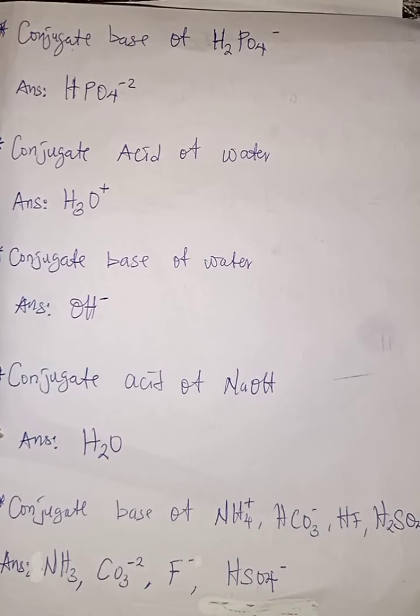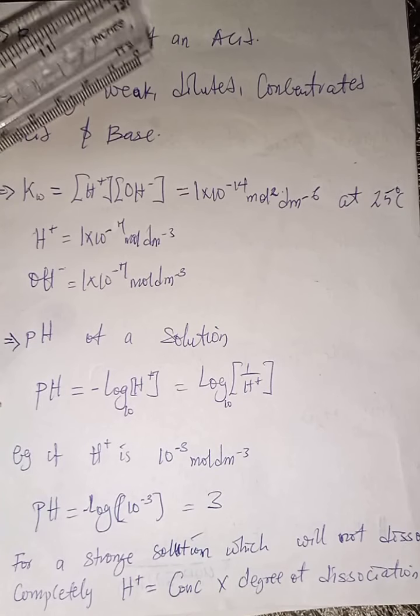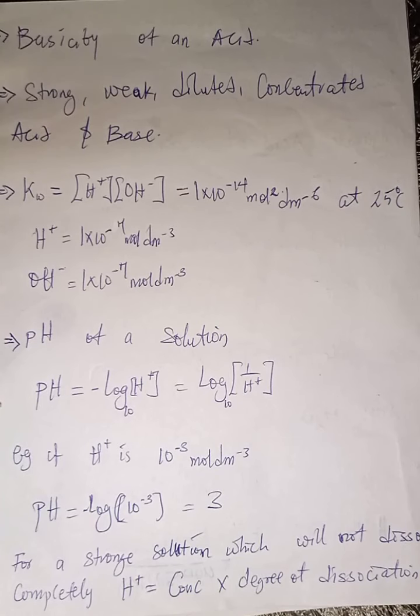Let's look at more on this topic. Alright, basicity of an acid. The basicity of an acid can be described as the number of replaceable hydrogen ions present in a molecule of that acid. Let's say we have HCl, how many hydrogen ions can be replaced there? Just one hydrogen. Basicity will be 1. We have H2SO4, with 2 hydrogens there, basicity is 2, and so on.